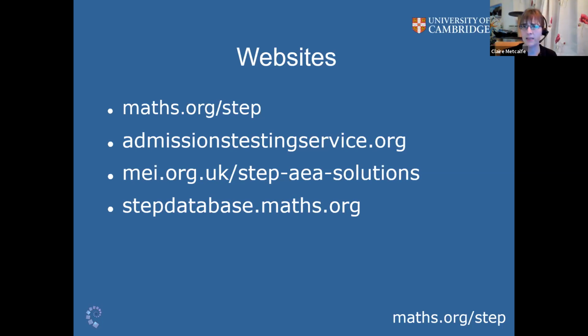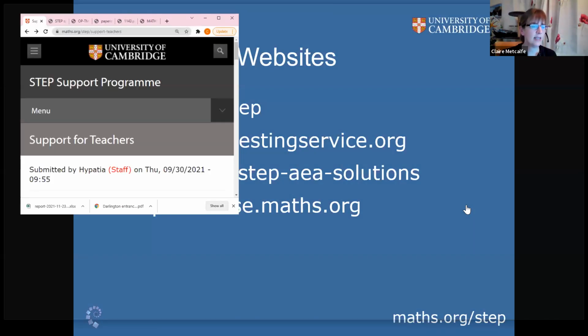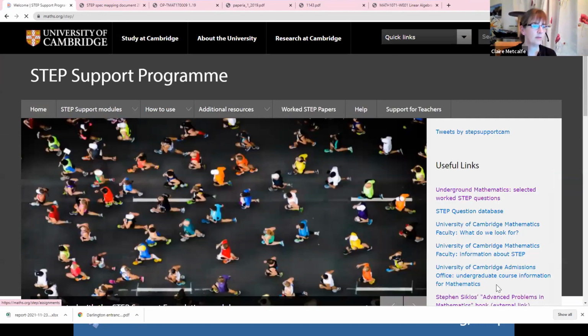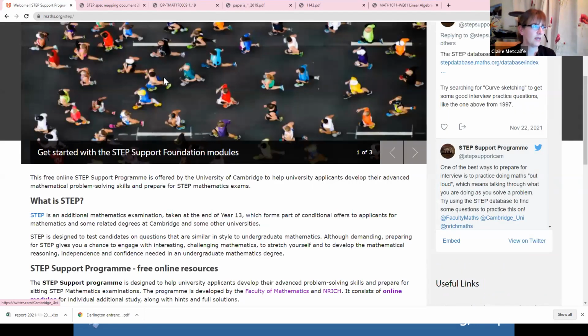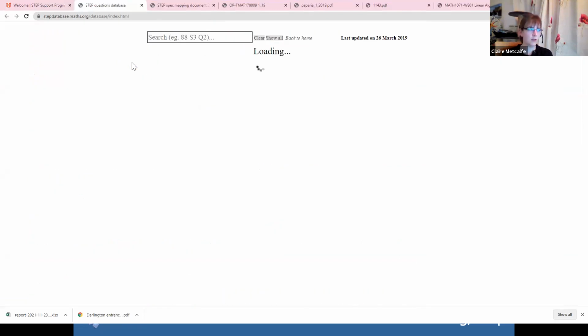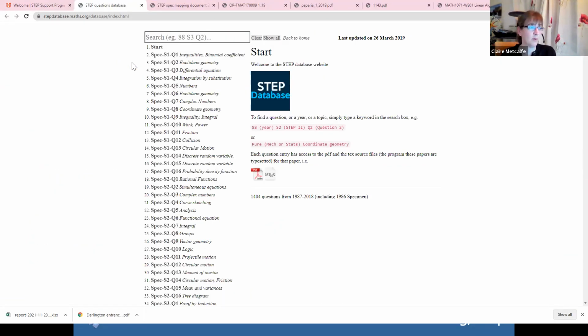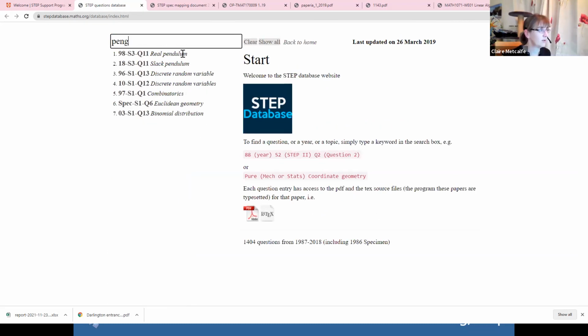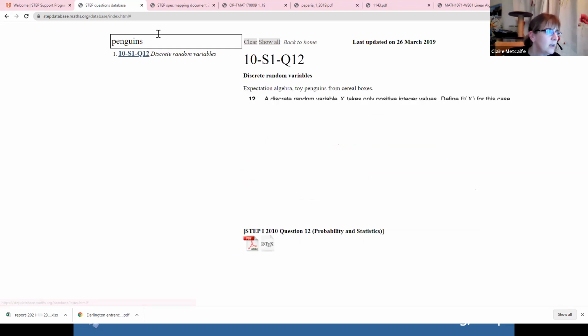And the last one is something called the STEP database. If I go back to home, at the bottom, there's a link to the STEP question database, which is a really useful collection of all the STEP questions from the specimens in 1986 up to 2018. And if you want to search for a STEP question on curve sketching, you can search for a question on curve sketching. If you want to search for a STEP question on penguins, you can, and you'll find the one on penguins.